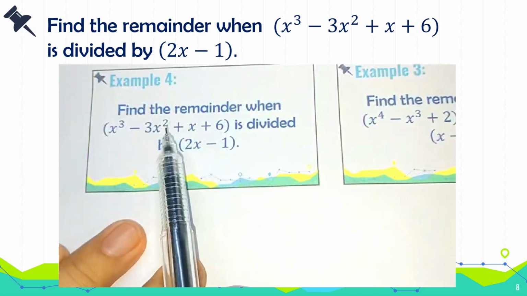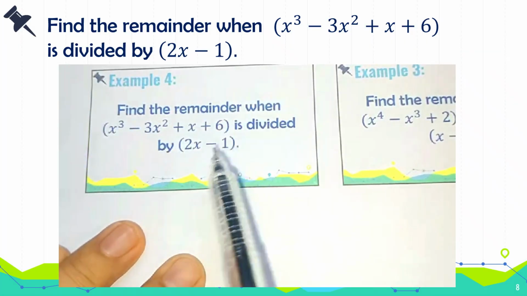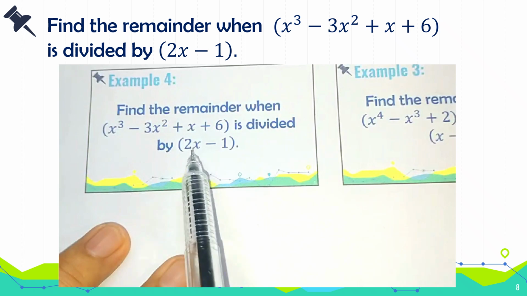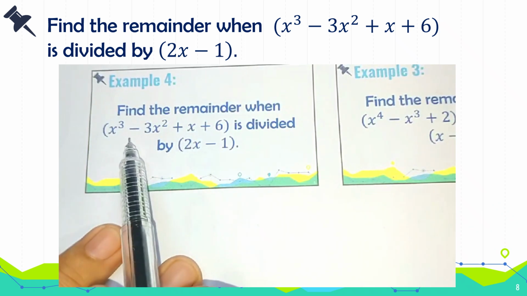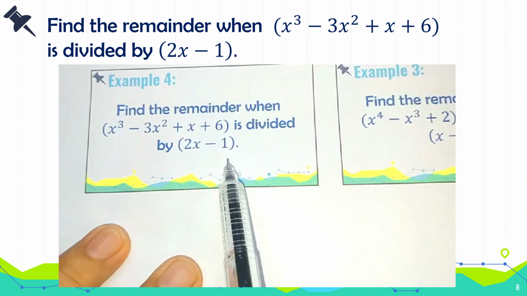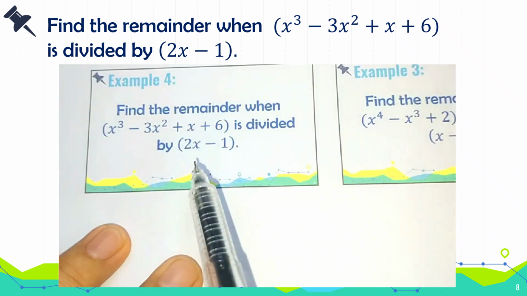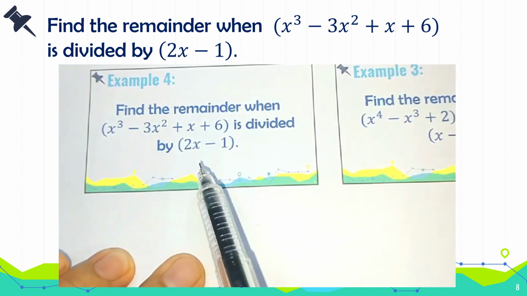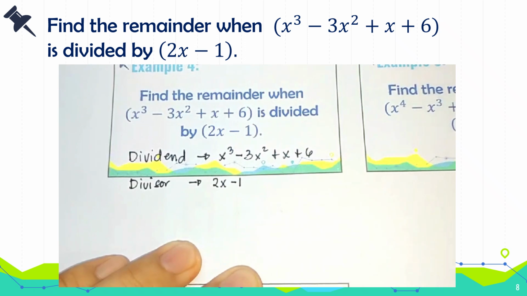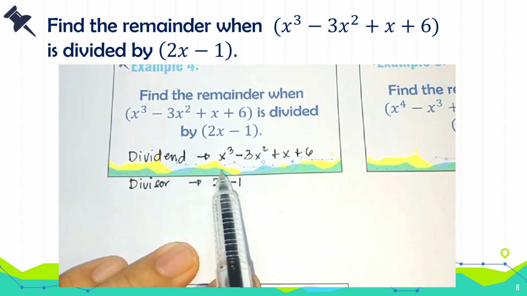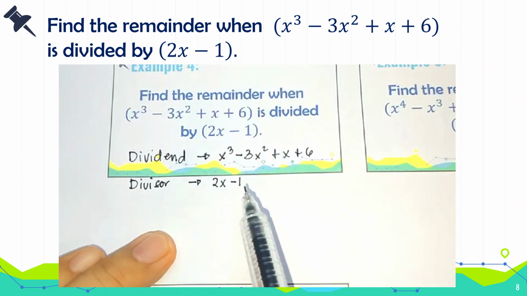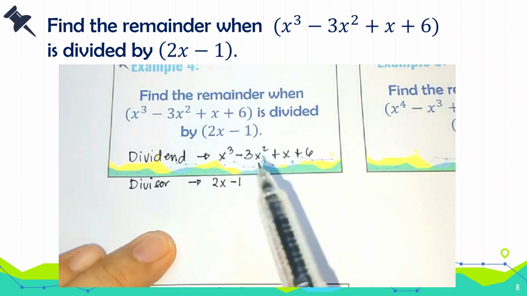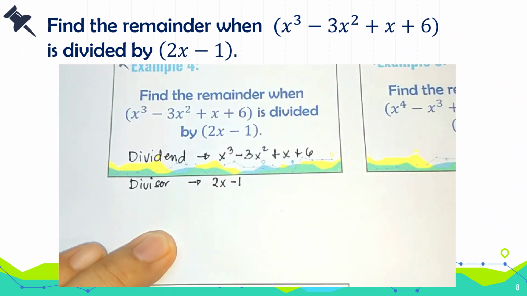The idea of the remainder theorem is that you can directly solve for the remainder when you divide this polynomial expression with 2x minus 1 without using or solving it through synthetic division. So again, this is our dividend and this is our divisor. We will use this divisor so that we can already solve for the value of the remainder.